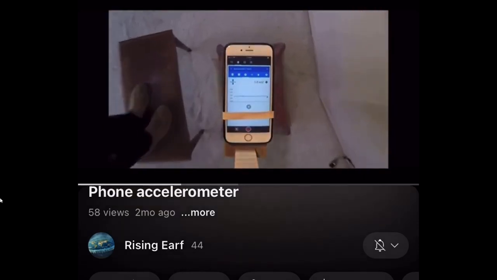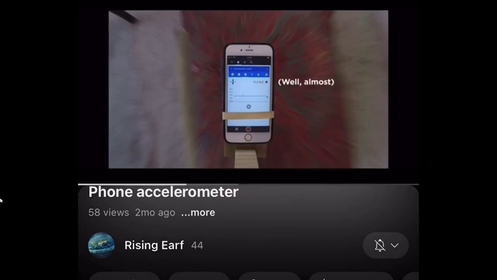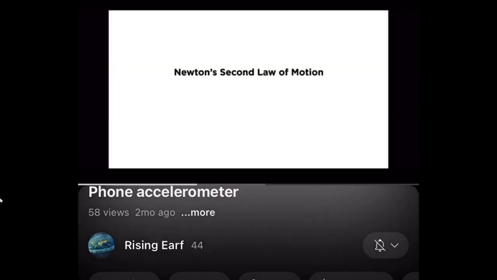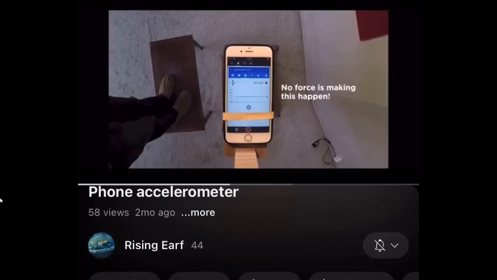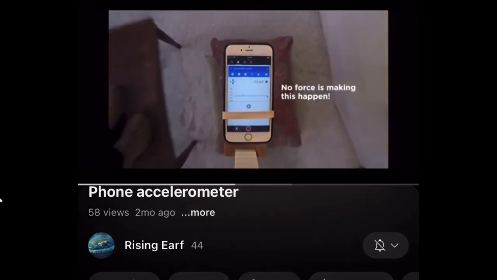Now let's see what happens when I drop it. It registers 0 acceleration as it's falling. Newton's second law of motion says that force equals mass times acceleration. So, if the acceleration measurement is 0, then any measurable forces acting on the phone must also be 0. Gravity must not be a force that causes the phone to fall to the floor.